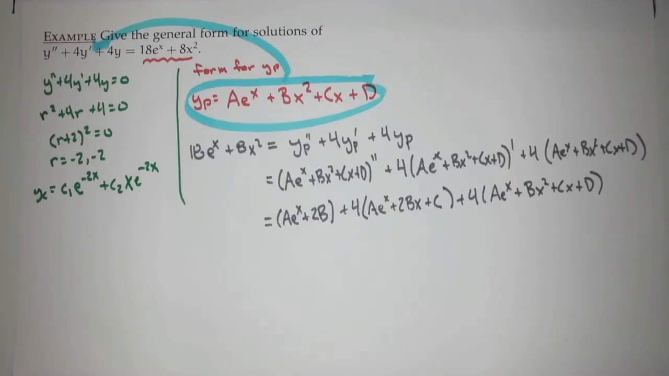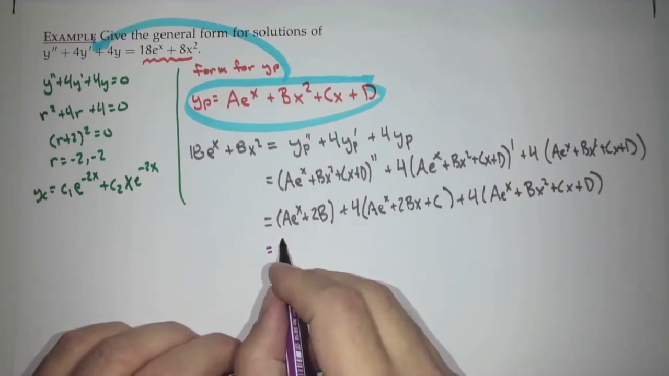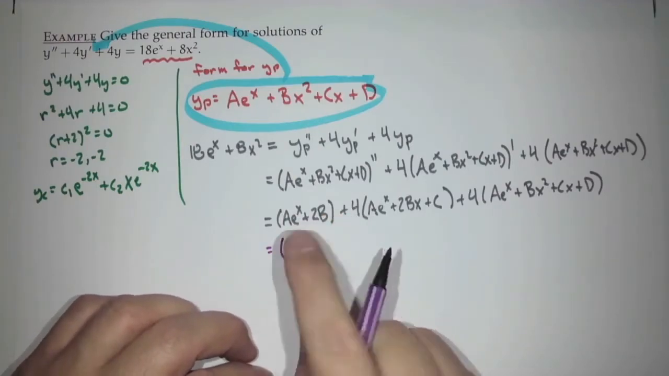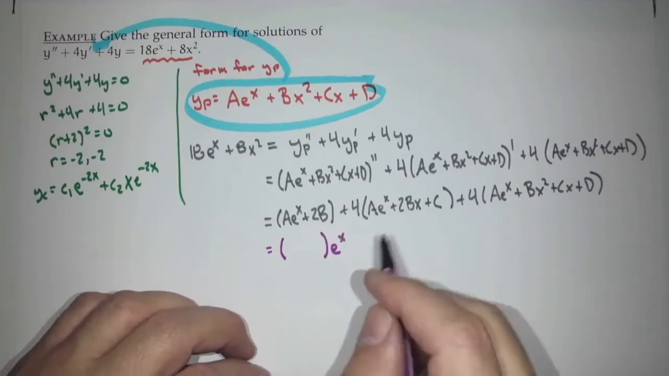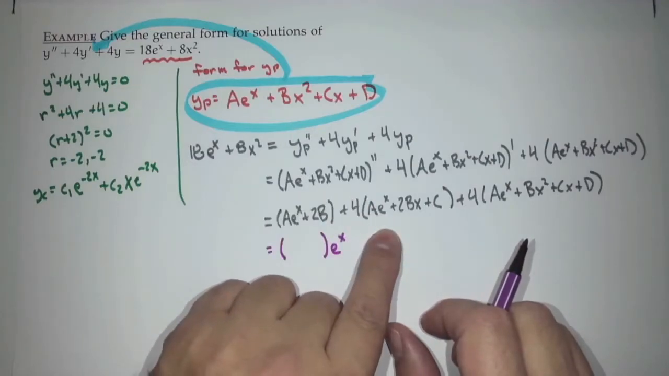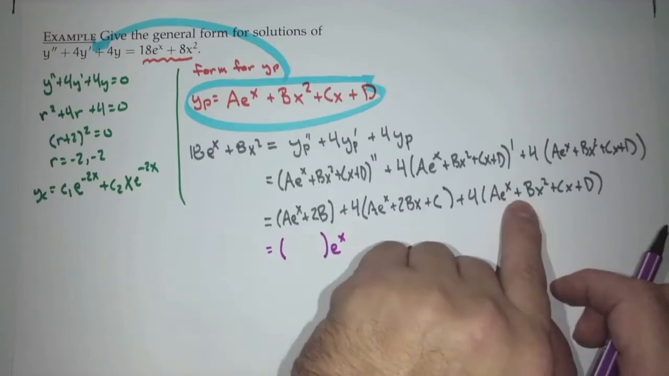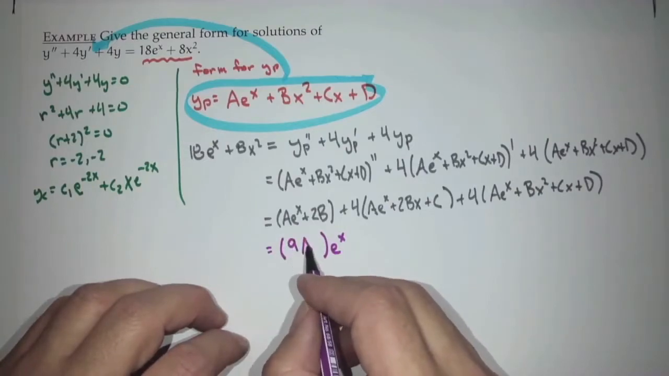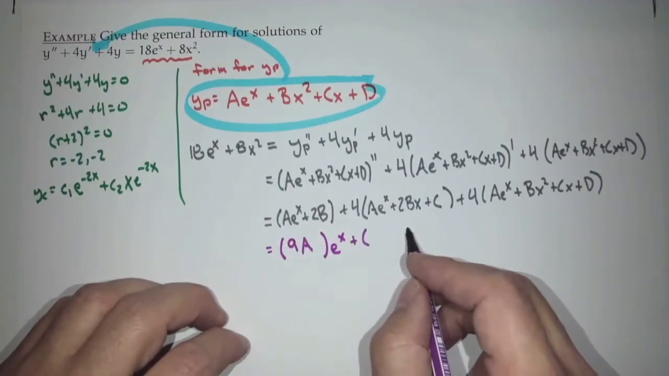Okay, what's the next thing we do? We've got to find coefficients. So what we should do is gather by functions. E to the x. We're going to group everything that's attached to an e to the x. What do we have in the first piece? A. How about the next piece? 4a. Don't forget about the 4. And the last piece, 4a. A plus 4a plus 4a makes 9a.